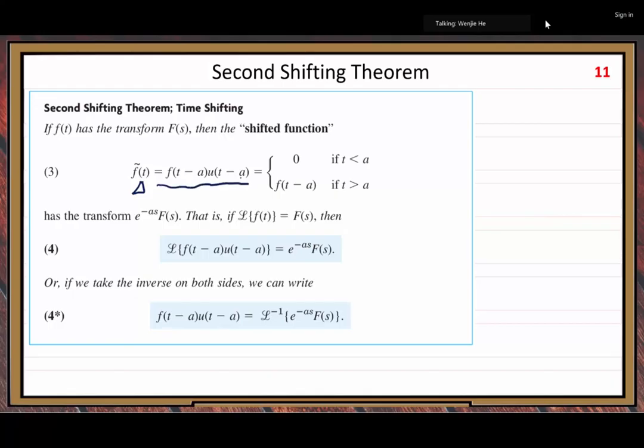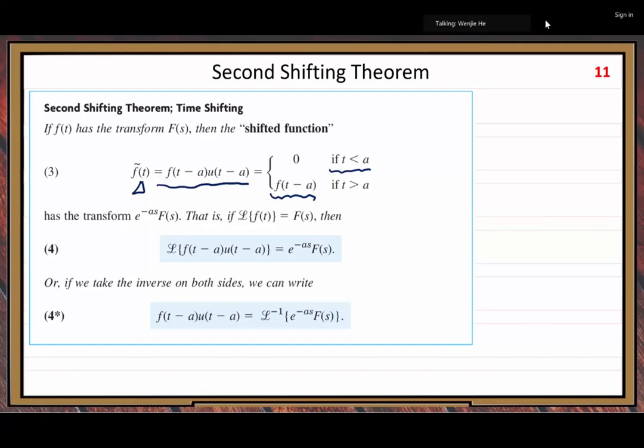In the previous slide, we understood the meaning of this. Specifically, when t is less than a, it's 0. When t is greater than a, that's the f function in its shifted version. And here you can see this f tilde function.